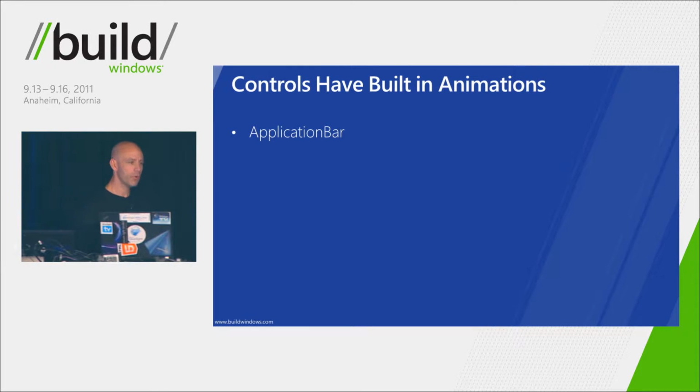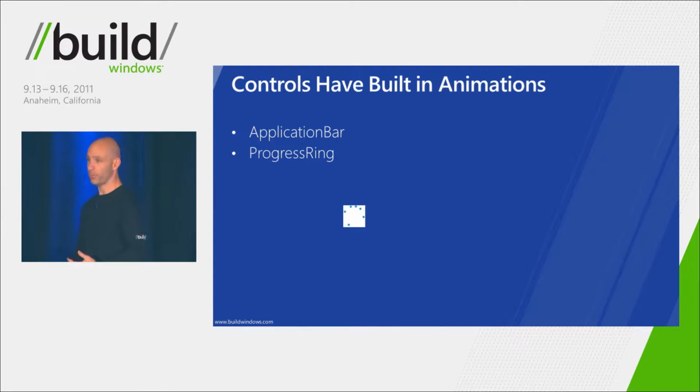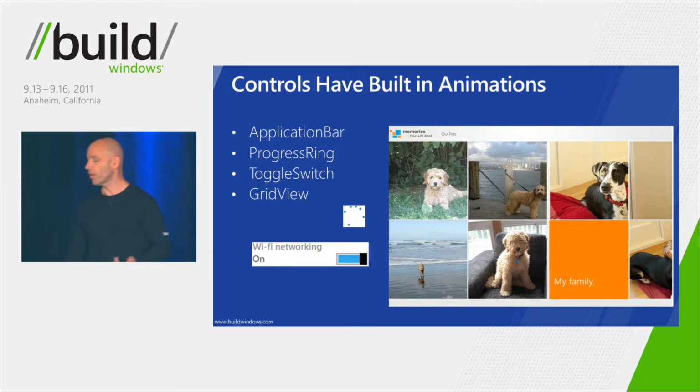So first, it's important to understand what do you get for free. Controls have built-in animations. I mean, it goes without saying that the OS has the animations built into it, but some of the controls do too, like the application bar. You notice when you swipe up and you get the application bar, you're getting a little bit of an animation as well. The progress ring, that's got some animations built into it. You notice the circles will go in a certain pattern, a certain duration, with certain easing, and they actually move around with a little bit of translate. The toggle switch uses animations when you do a toggling too, so even simple controls. And then the grid view. So the grid view uses a whole series of animations to load its content. And this is from the Memories app.